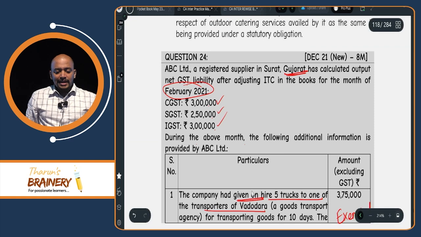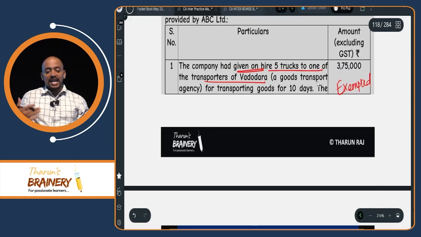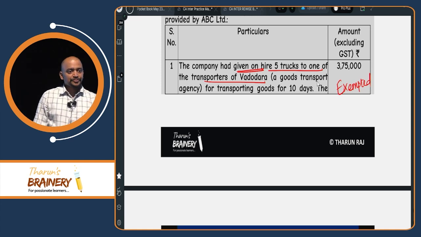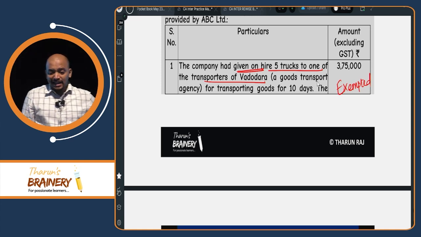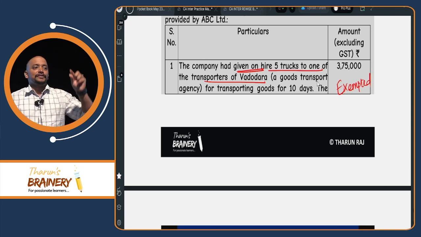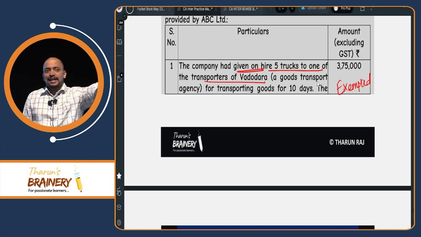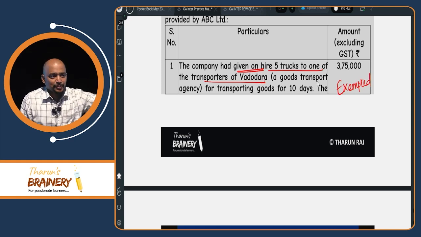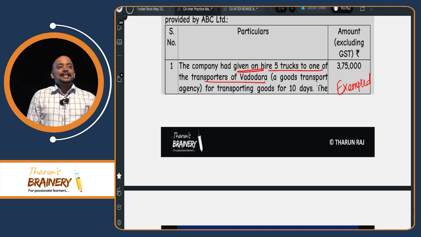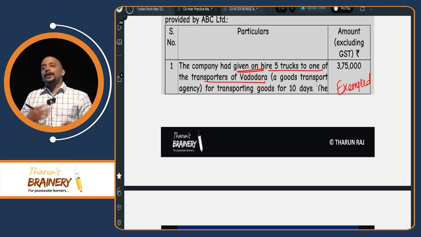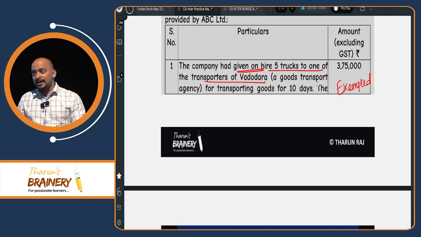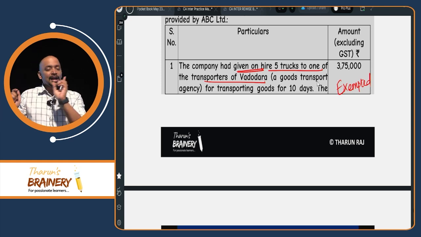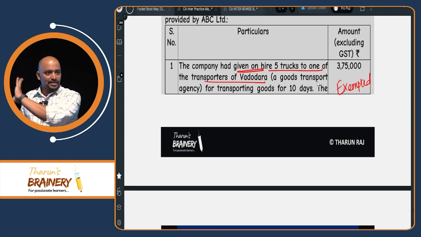Then next one. The company had given trucks on hire. So it's an outward supply. It should come in which statement? First statement. But it is exempted. So we will write: hiring of trucks to GTA, and there itself we can give the explanation. The said activity is exempted vide notification 12/2017, because hiring of means of transport to a GTA is exempted. And the amount column will be nil.